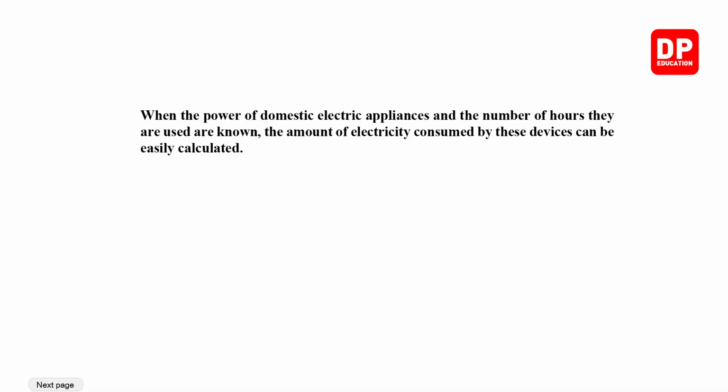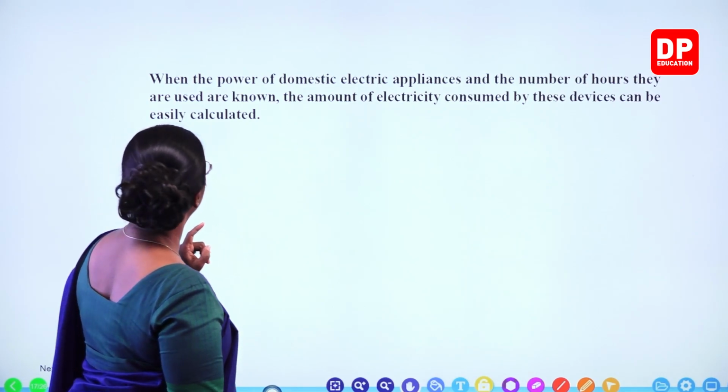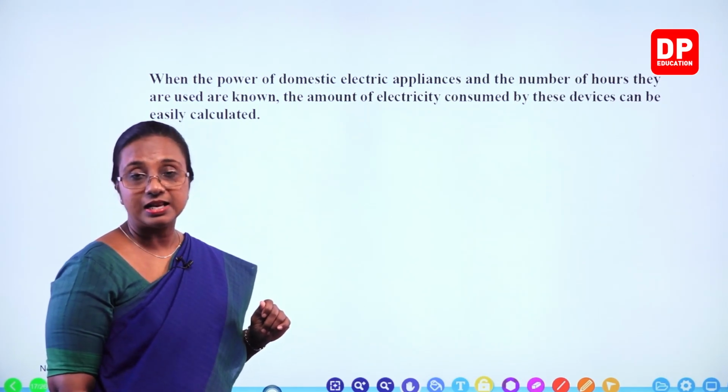When the power of domestic electric appliances and the number of hours they are used are known, the amount of electricity consumed by these devices can be easily calculated.